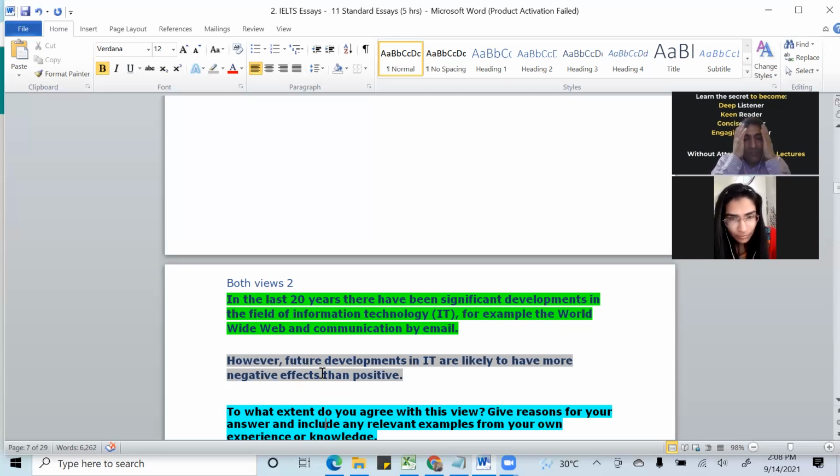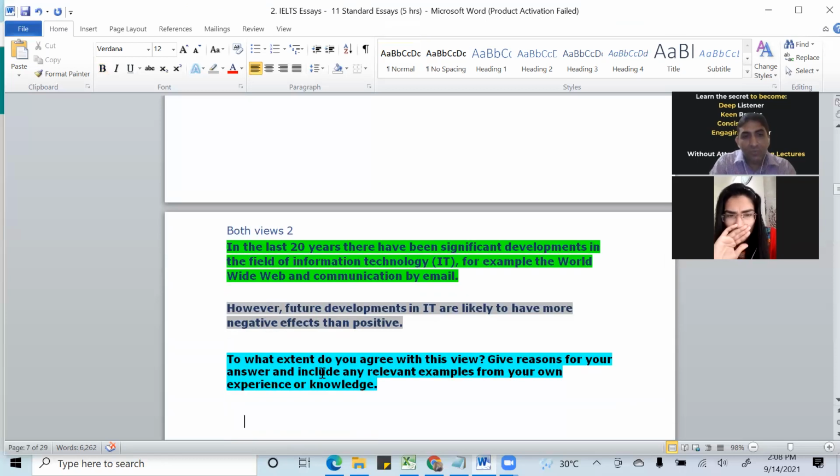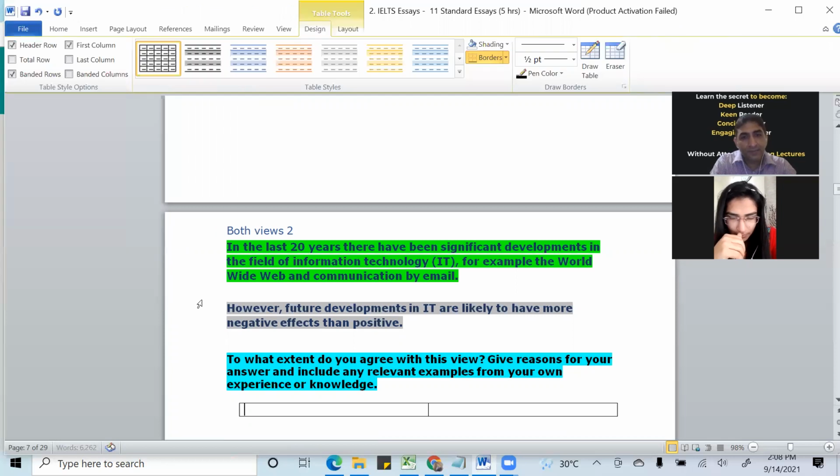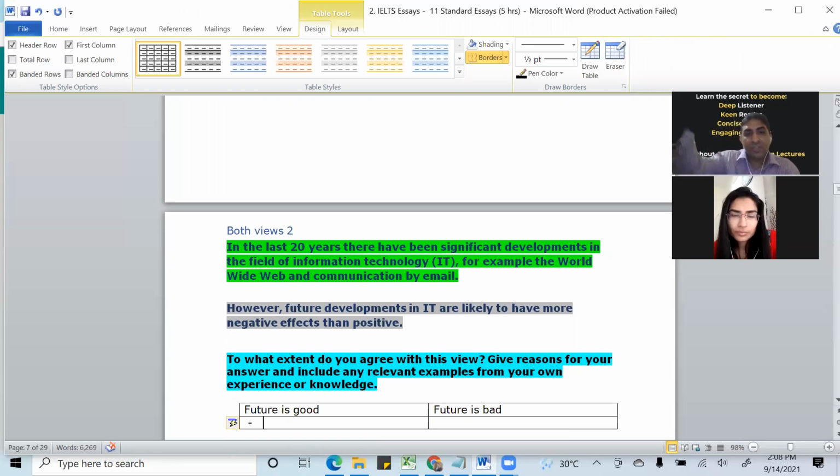So, whenever there are two sides to it, you can always make a T table, right? Like this. If I just give you a glimpse of a T table, it will look like this. So, future is good, future is bad. Okay, tell me, how can the future of IT be good? Not now, future developments. If you want to say the future of IT is good, what points can you speak about? What are the arguments you can make?